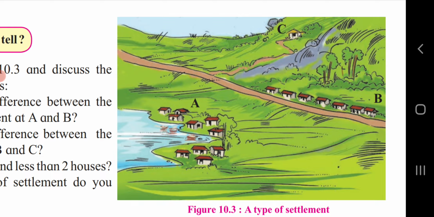The human settlement at location A has developed near a water resource. The houses in this settlement are close to each other and are in a clustered pattern. The human settlement at location B has developed along the road. The houses in this settlement are close to each other, but they are built in a linear pattern, that is, in a single line.